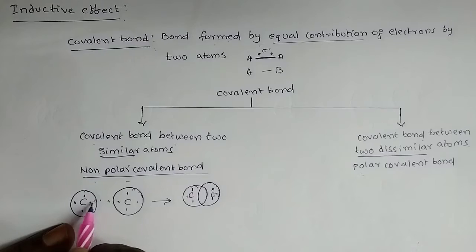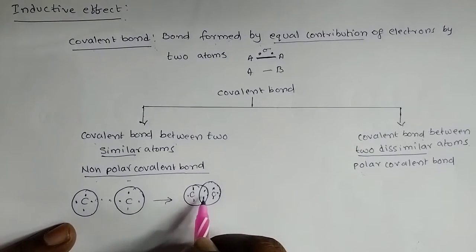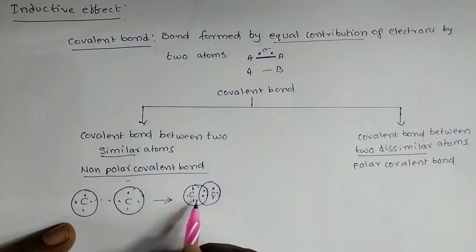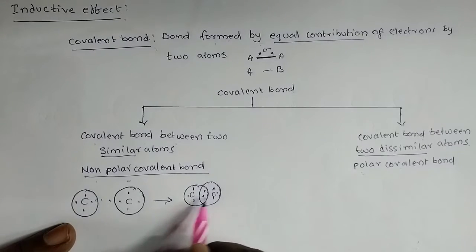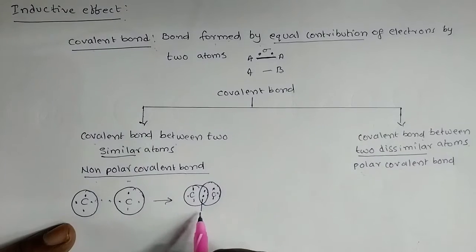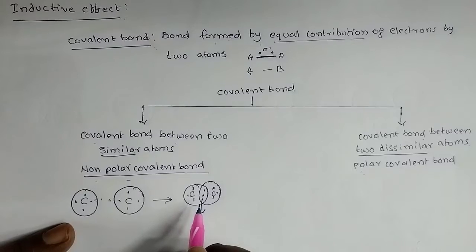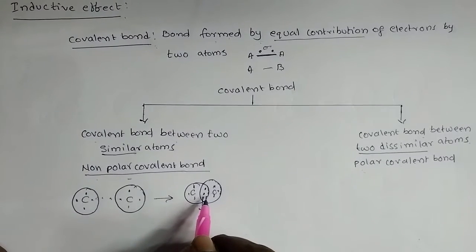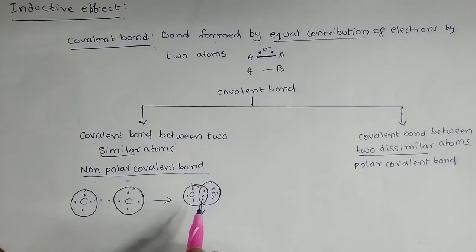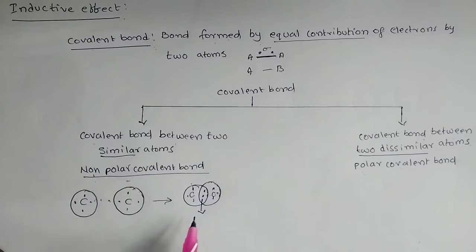The shared electrons, one from here and one from here, those two shared paired electrons occupy the center between the two carbon atoms or carbon nuclei. So these shared electrons always occupy the center of the two carbon nuclei. Due to occupation of the center, the charge upon this atom and the charge upon this atom become 0. Such kinds of bonds are called non-polar covalent bonds.